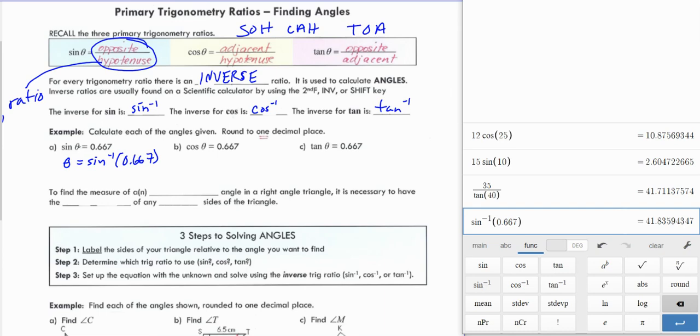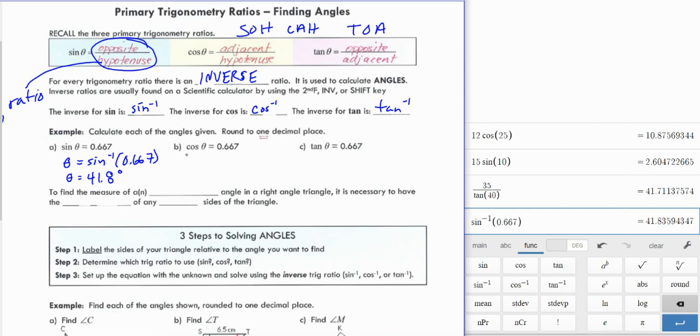This is an angle of 41 point. Now, how many decimals is it wanted? One decimal place. So 8.3 is going to stay at 8. And this is degrees. So make sure you have the unit as degrees.